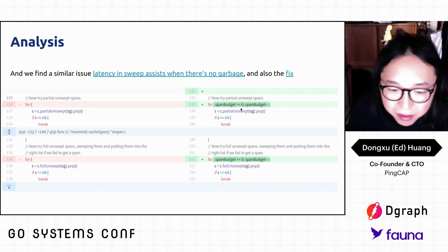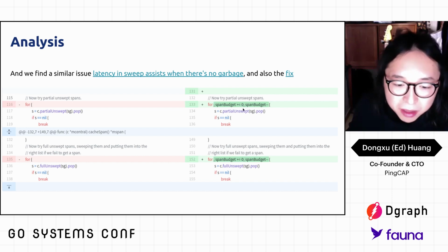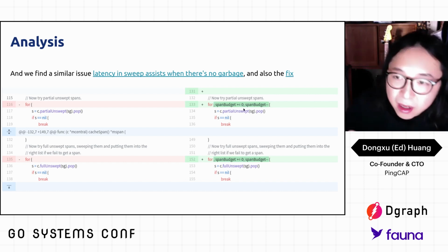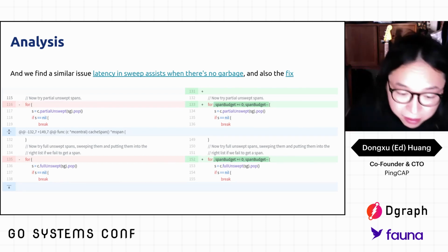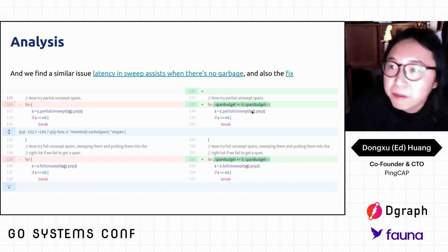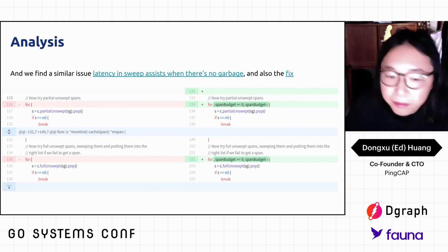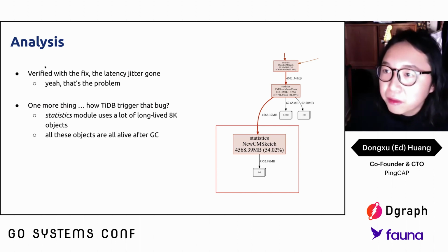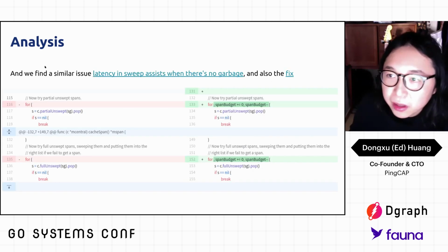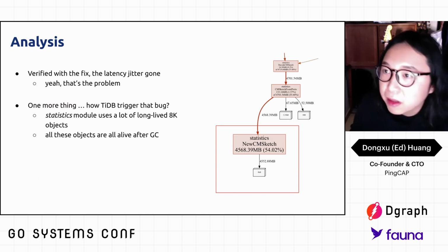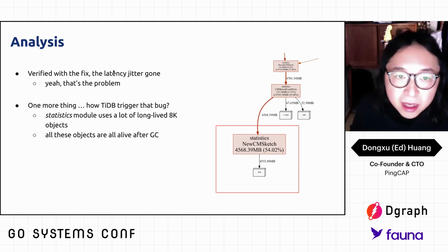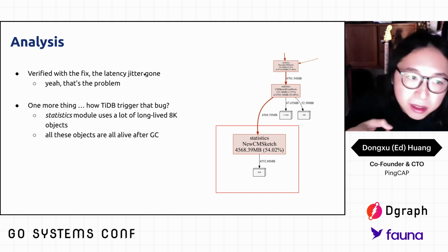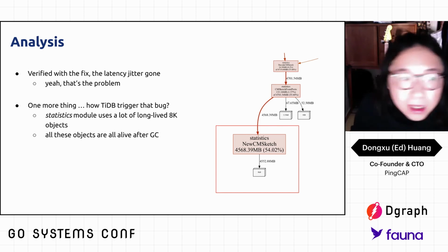The fix is very simple. They just set an upper limit on the scanning process, so it does not scan all the memory objects all the time. We used a newer version of Go with this patch, and the problem is fixed, and the latency jitter is gone. So that means that is the right fix.